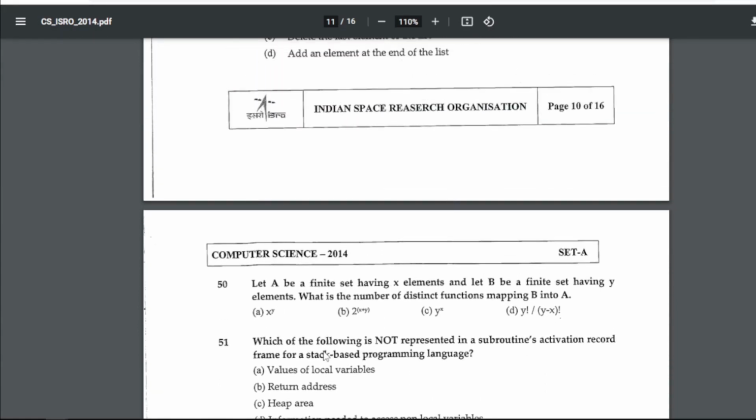Now 50 is: let A be a finite set having X elements and let B be a finite set having Y elements. What is the number of distinct functions mapping B into A? So for 50 our answer will be A, that is X to the power Y.